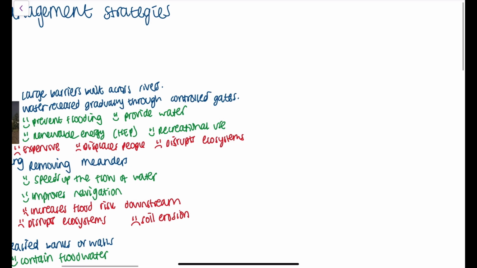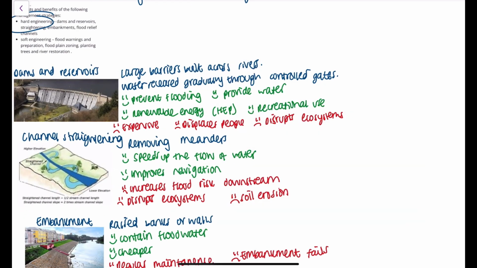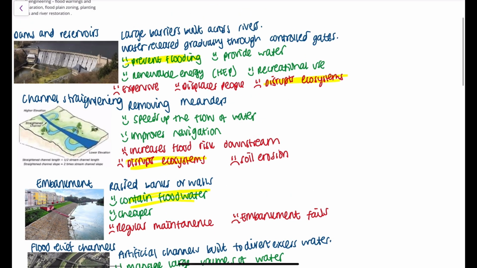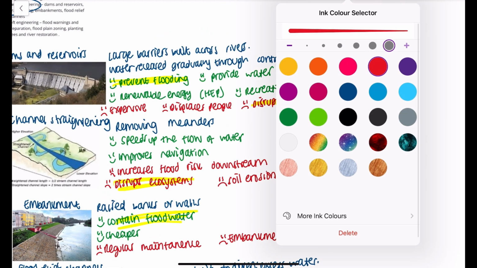Now, if we look through these advantages and disadvantages, because we need to break these down in order to be able to revise them, we can see common themes coming up. So obviously the main benefit is that they all prevent flooding. Some of them will have different niches. So for example, improving navigation or renewable energy.